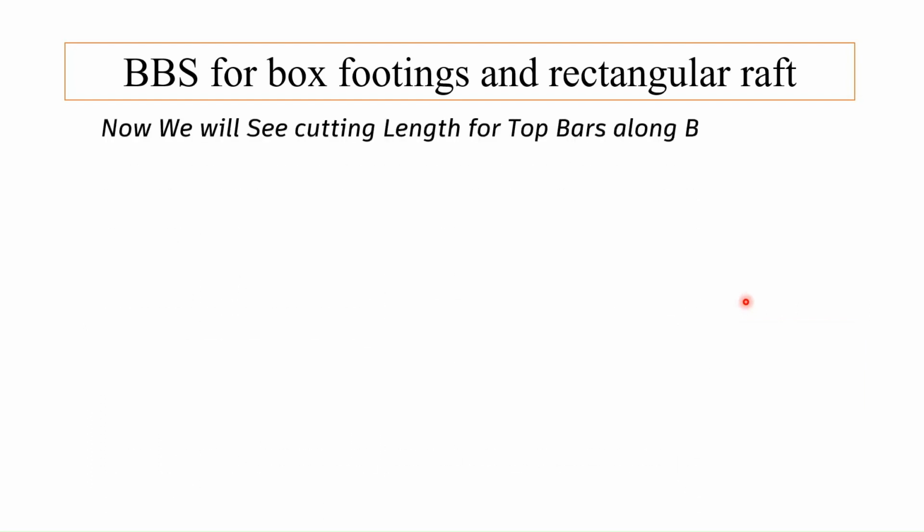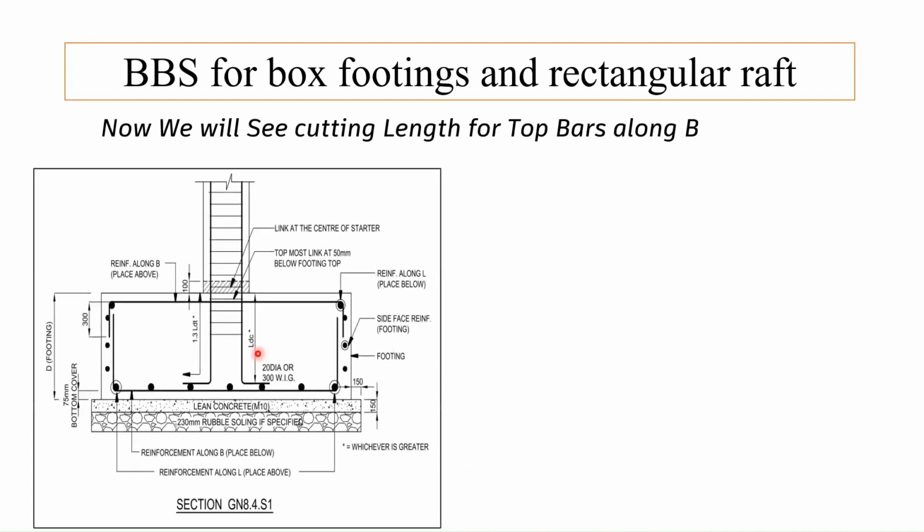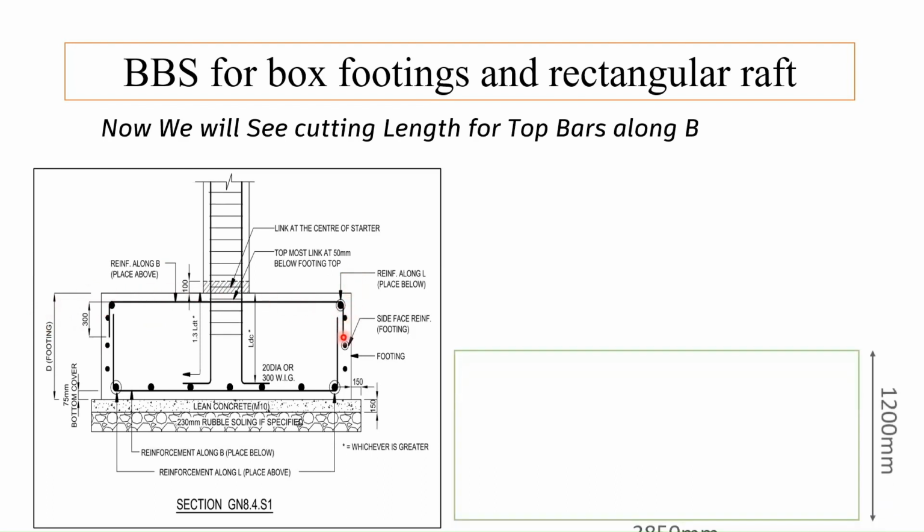Now we will see cutting length for top bars along B. Again we will refer our section. So we will split this segment as A, B and C. So from here we can see that the length of segment A is 300, the length of segment B is length of our footing minus 2 into cover, and length of segment C is again 300.